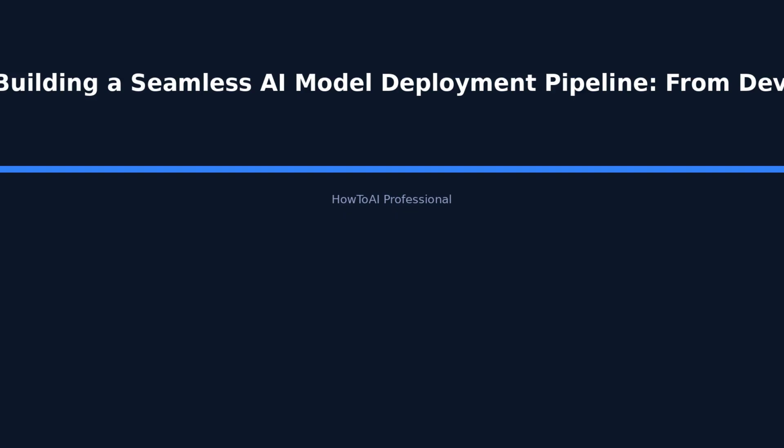Conclusion: building a seamless AI model deployment pipeline is no small feat, but by understanding and implementing each of the steps we discussed today, from data preparation to monitoring and automation, you can create a robust framework for taking your AI models from development to production. In conclusion, remember that the key to successful AI deployment lies in meticulous planning, continuous monitoring, and a commitment to automation. By following these principles, you'll ensure that your models not only perform well in a testing environment but also deliver value in the real world.